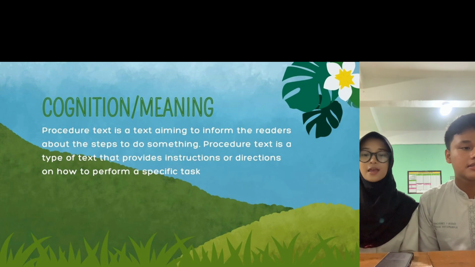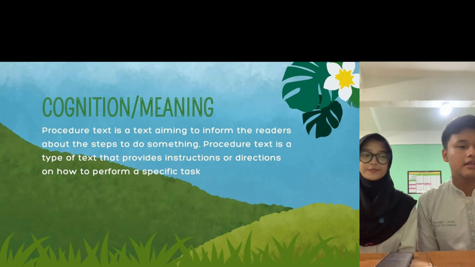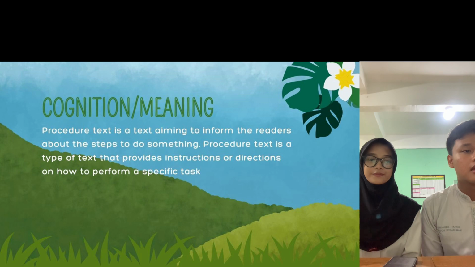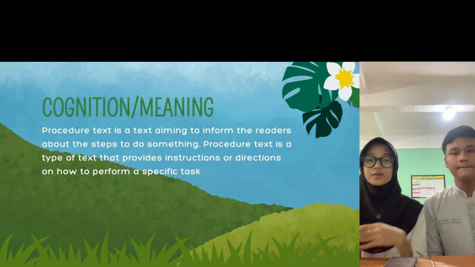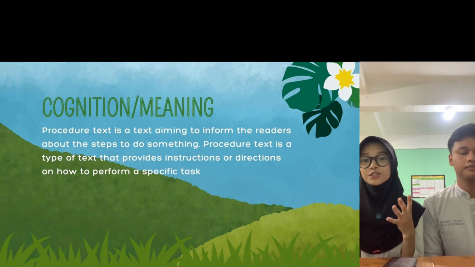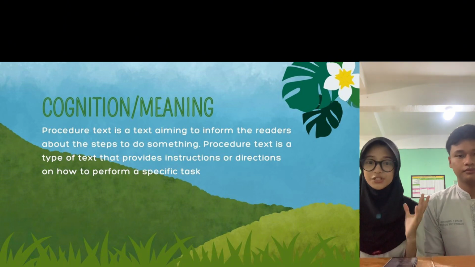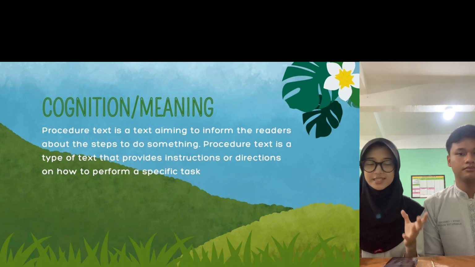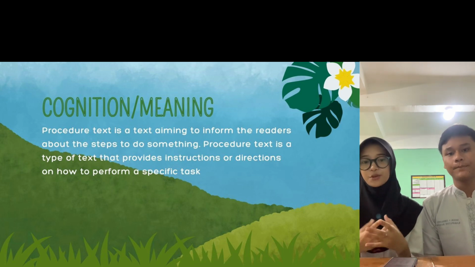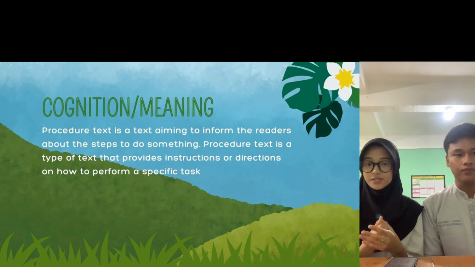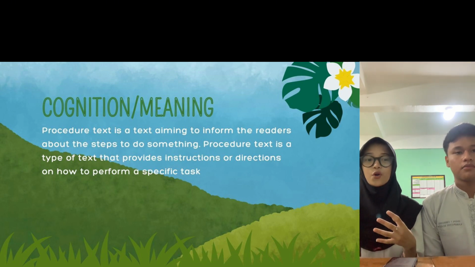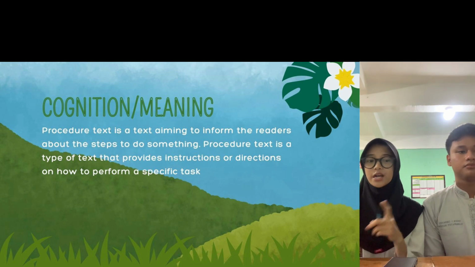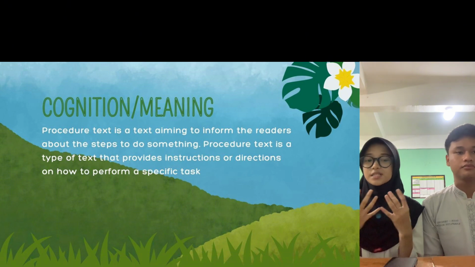Okay, next the presentation. There is a cover, anggota kelompok, and this is. And the first is, before we start to discuss further, we have to know what procedure text is. Procedure text is a text aiming to inform the readers about the steps to do something. Procedure text is a type of text that provides instruction or direction on how to perform a specific task.